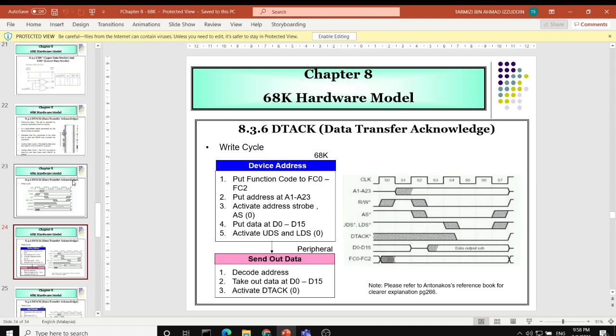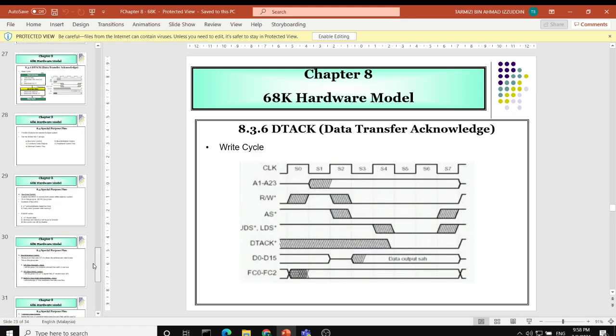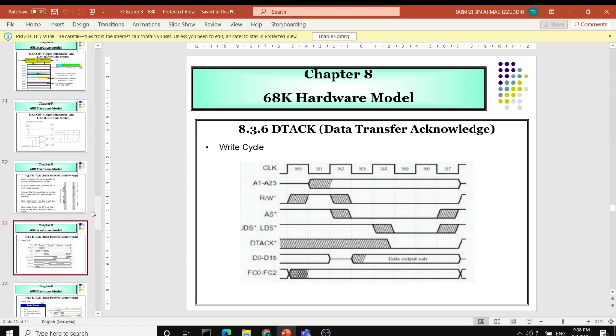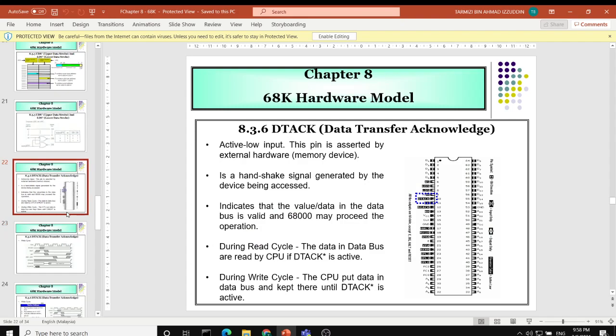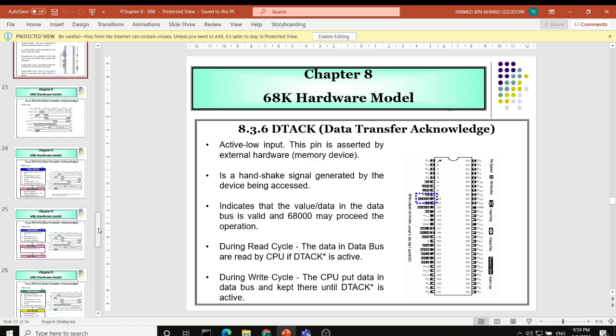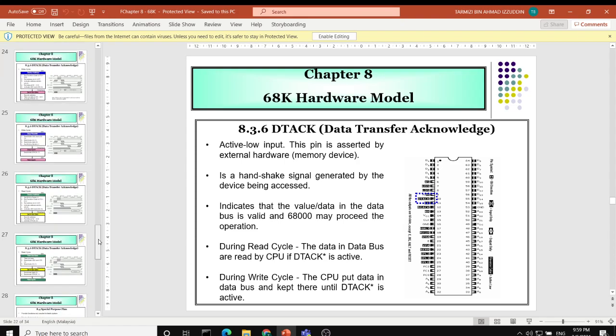I think I'll be stopping here. About timing, we will continue on our next lecture regarding the timing of this 68K model. From now, I think I will stop the lecture here.